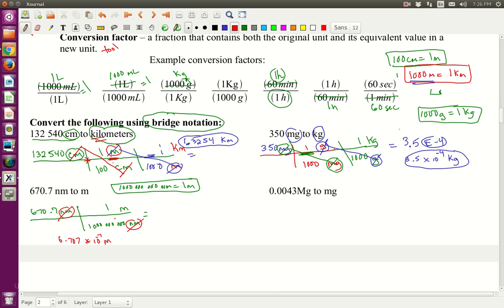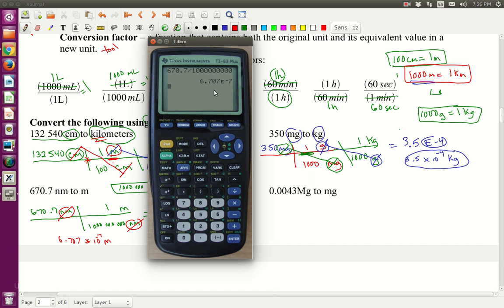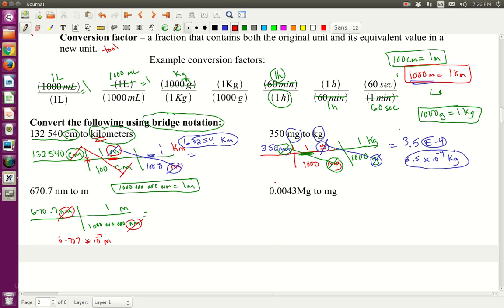And like I said, on your calculator, if you look at it, it says E, but that is not how you write it. You write 10 to the minus 7. It's the exponent. All right, let's do one more.